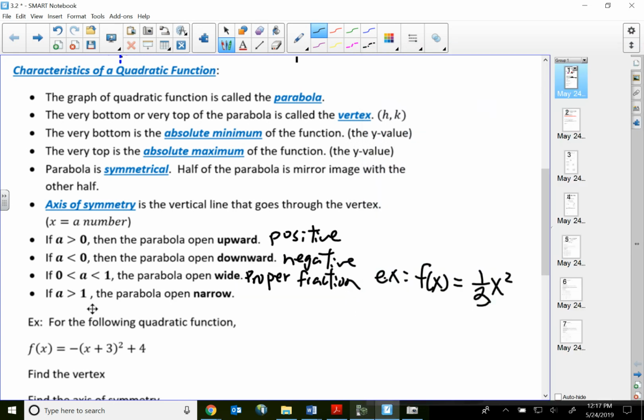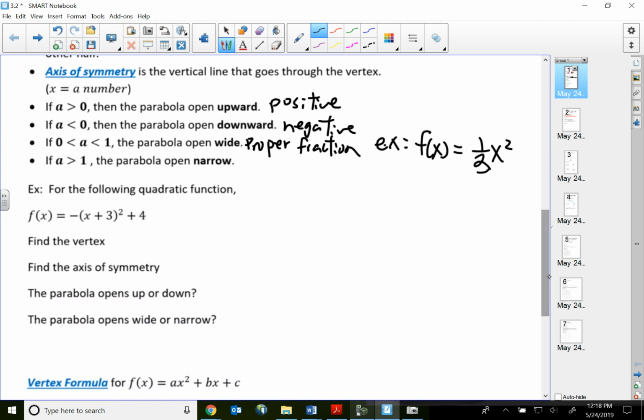So there are two things that we're looking at on the leading coefficient. Number one, what's the sign of the leading coefficient? Positive means open up. Negative means open down. Then we look at the numerical value itself. If the numerical value of the leading coefficient is a proper fraction, it opens wide. If it is anything greater than 1, then it will open narrow. All right, so let's give this a try.